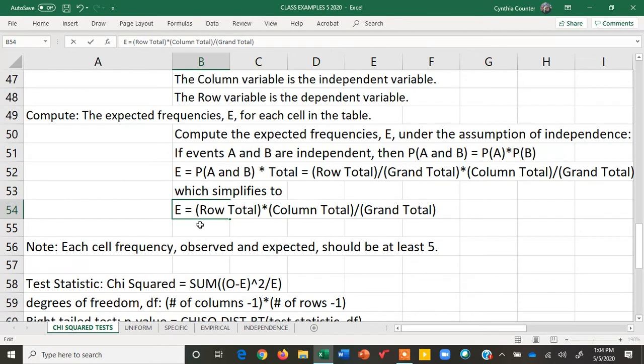So row total times column total divided by grand total is how we would compute an expected frequency. Now, to get good results, it's best that each cell frequency, both in our observed and expected tables, should be at least 5 to ensure that we have a large enough sample so that we have our independence and the application that we're going to use in the chi-square statistics, and all those numbers will come out in meaningful ways.